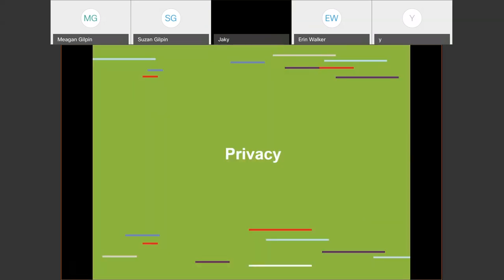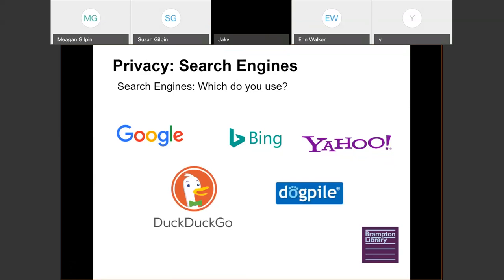All right, let's talk a little bit about privacy. A few things have come up related to social media, but let's start with search engines. I've got a few different search engines up on the slides here. Are any of these familiar to you? Which do you use?